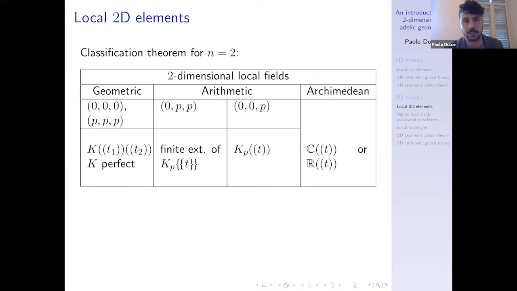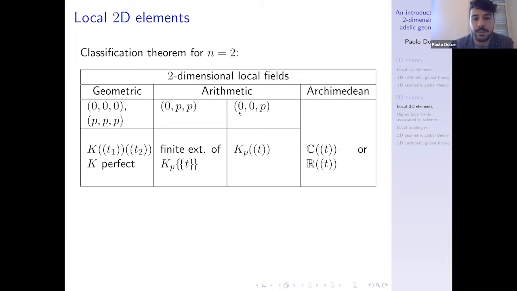And I go now to the classification theorem. So you take a two-dimensional local field, and there is a theorem, the classification theorem, that says that just one of these options can happen. So I will explain this table. We have some names: geometric, arithmetic, and Archimedean, that will be clear soon. Geometric means this field appears from surfaces. Arithmetic means that this field appears from arithmetic surfaces. And then the Archimedean fields appear from completions. These numbers here that you can see are the characteristics of the residue fields.